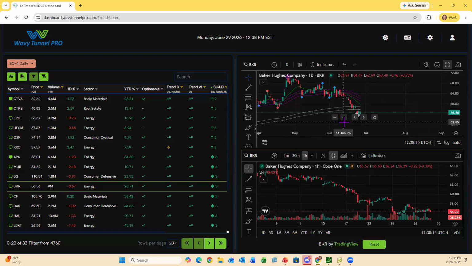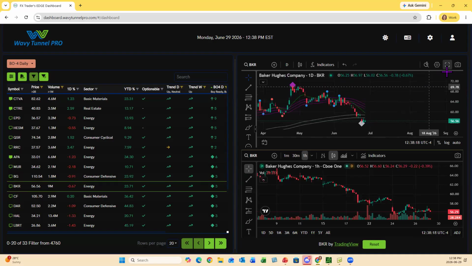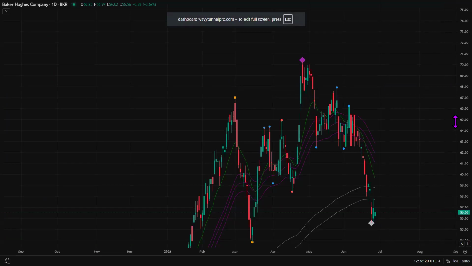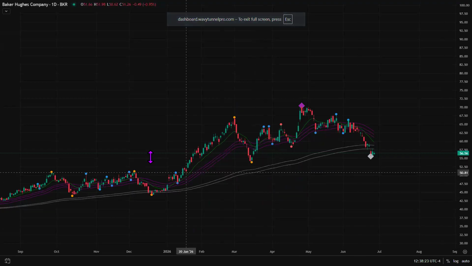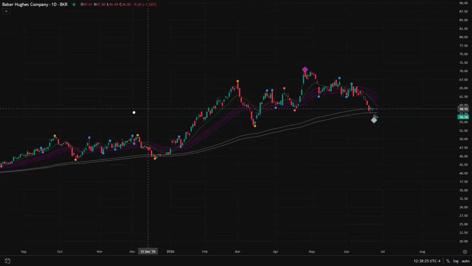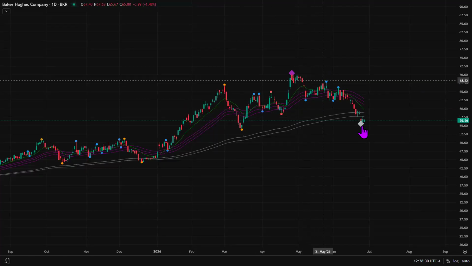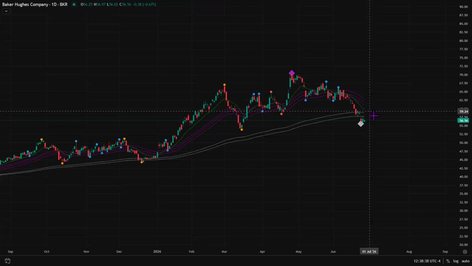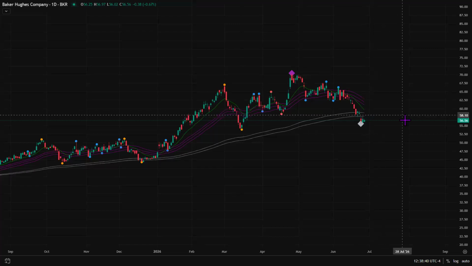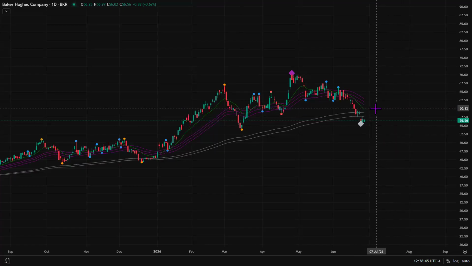Okay. This one has a nice pattern also. I like the way that the wave is nicely above the tunnel for a long time. And then we have a nice ABC correction down here. But we've got to start to show some strength. And this one, what did I do with this one? I am long the shares and I sold calls against it. So I'm long the shares and I'm going to continue to sell calls weekly.